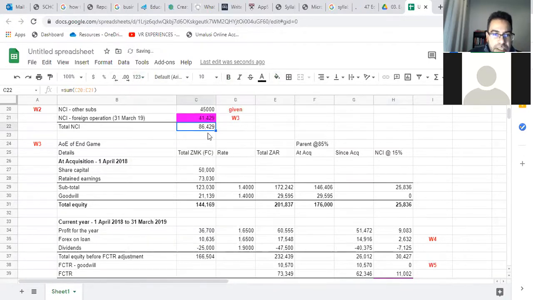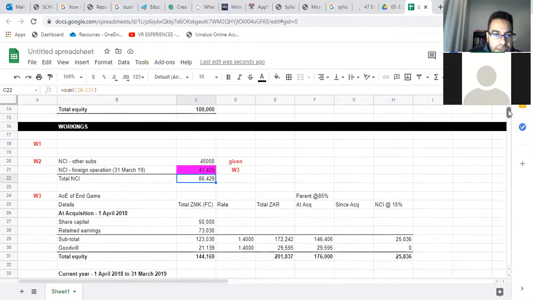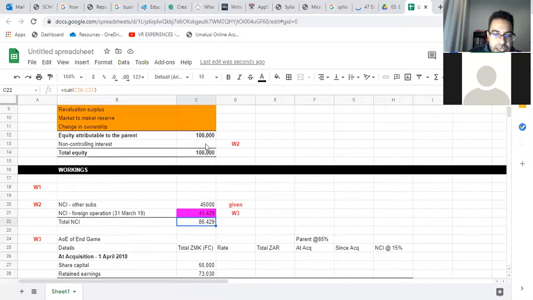So now I can go plug this in. So this is C22. So remember, what is NCI? NCI is the NCI that was given to us, which represents NCI of all the other subsidiaries, plus NCI of the foreign sub. NCI of the foreign sub, you just look at the NCI column and you use the total balance at the date you are looking at. The date we are looking at is 31 March 2019.